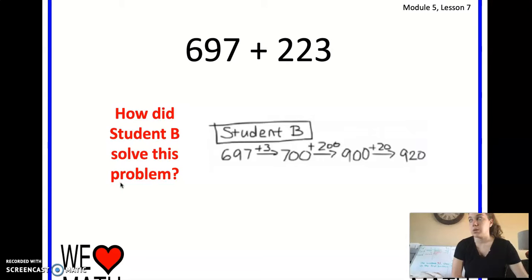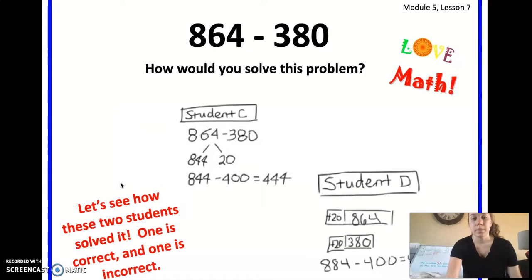Nice work. So if you needed a place value chart maybe to add the 700 and 200 together, or the 900 and the 220 together, that's okay too. Now let's look at this problem.